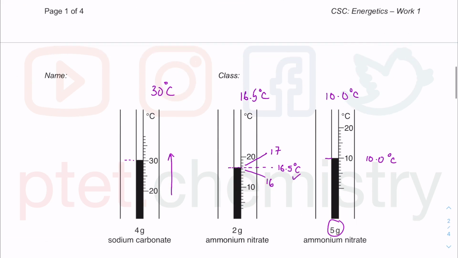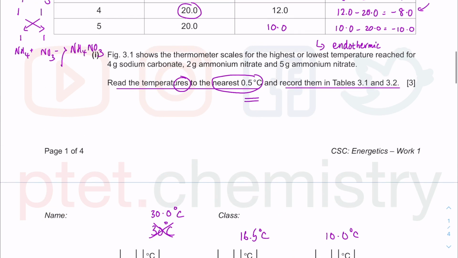And for the first one, we have sodium carbonate 4 gram and 30 degrees Celsius. That is actually wrong. I was wrong. It should be 30.0 degrees Celsius. Be very careful there, because they did say temperature to the nearest 0.5 degrees Celsius. 30 degrees Celsius is wrong. Read the question. Read your question.